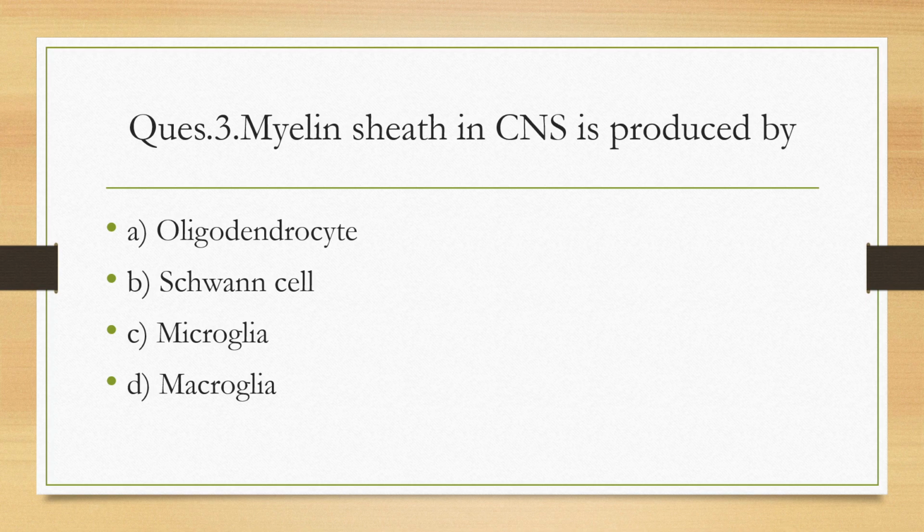And the last question: the myelin sheath in the central nervous system is produced by which cell? Myelination in the central nervous system is done by oligodendrocytes. They are responsible for myelination in the central nervous system, while Schwann cells are responsible for myelination in the peripheral nervous system. Microglia are for phagocytosis, and macroglia include astrocytes and oligodendrocytes. These are all macroglia. So the correct answer is oligodendrocytes.